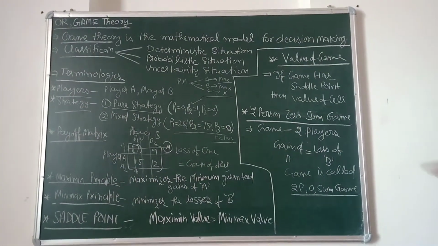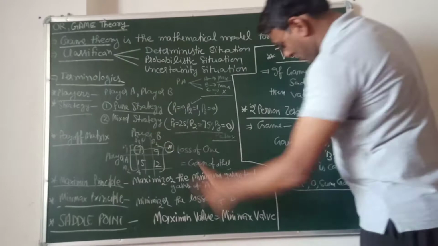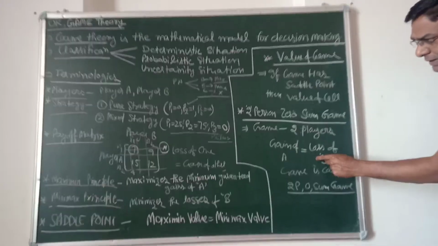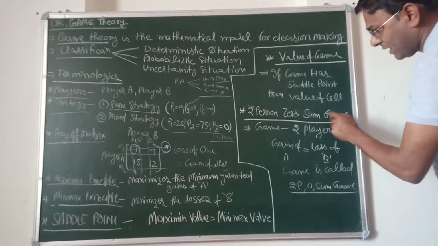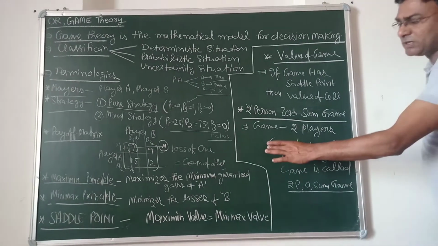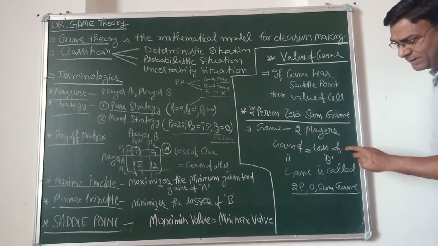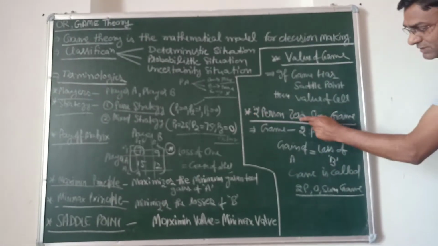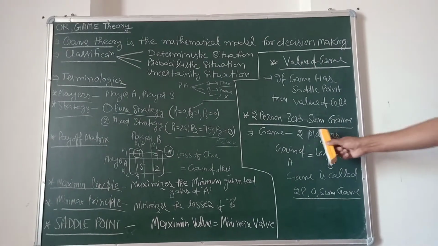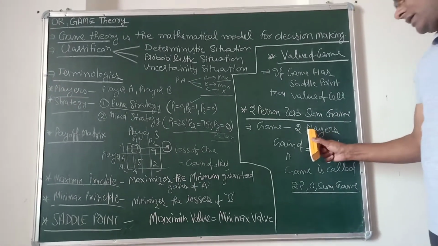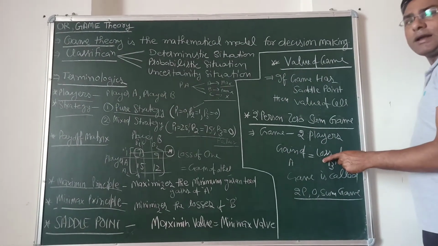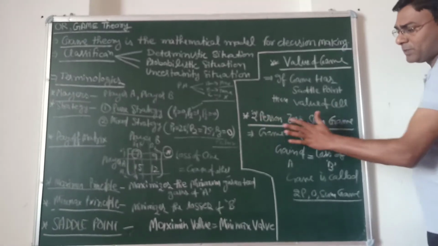Now the last terminology, two-person zero sum game. If a game has two players, suppose player A and player B, and the gain of A is equal to the loss of B, then this is called a two-person zero sum game. Suppose the gain of A is plus 5 and the loss of B is minus 5. When we add them, the value becomes equal to 0. So when two players are in the game and the gain of one is totally equal to the loss of the other, that type of problem is called a two-person zero sum game.